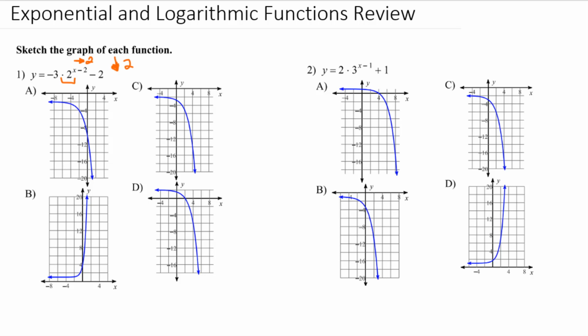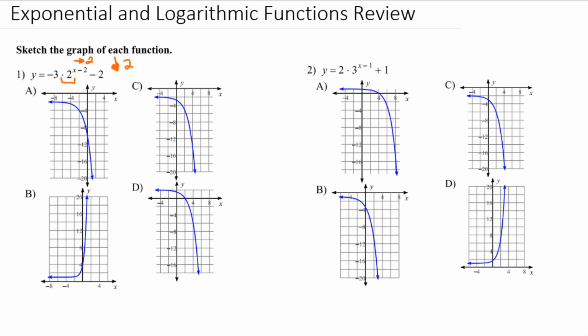So we are going right 2 and down 2, but this -3 in front means that we are reflecting across the y-axis as well as vertically stretching by 3. So the fact that all of this is happening at once and it's an exponential function makes me personally sad, because it's a lot of things to think about.